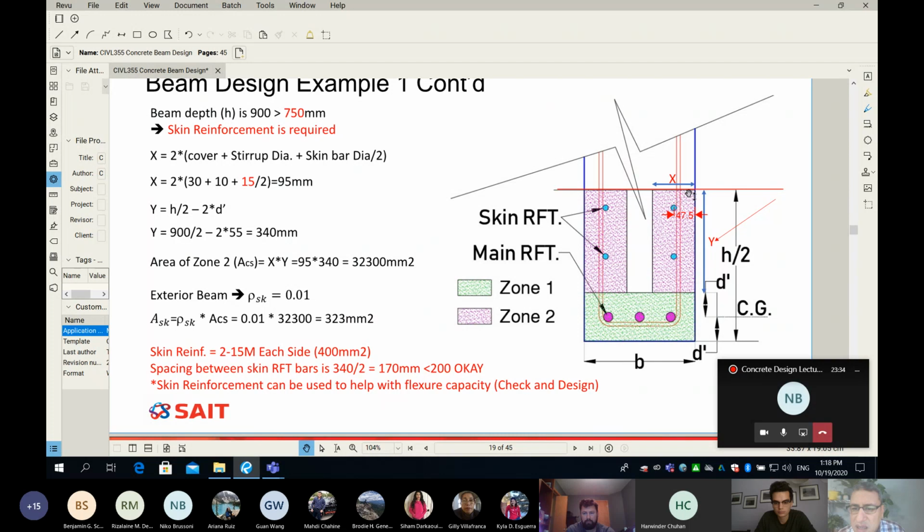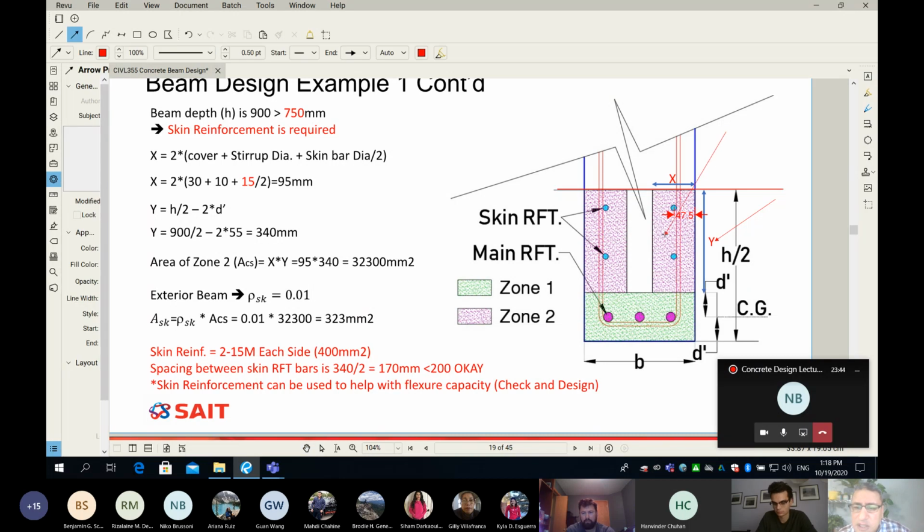Why? Because the shape of this shaded area is a rectangle. So 340 times 95, the area of this shaded area is 32,300 millimeters squared of concrete. Now, how do we find how much steel we need? We simply have to figure out what my skin reinforcement ratio is. Remember, we always use in this class rho, and rho is the reinforcement ratio. If I add subscript SK, it means the reinforcement ratio for the skin rebar.